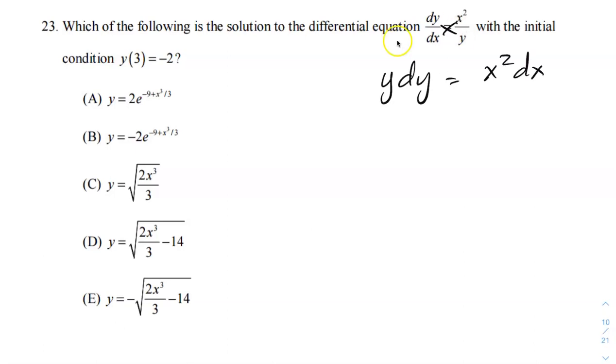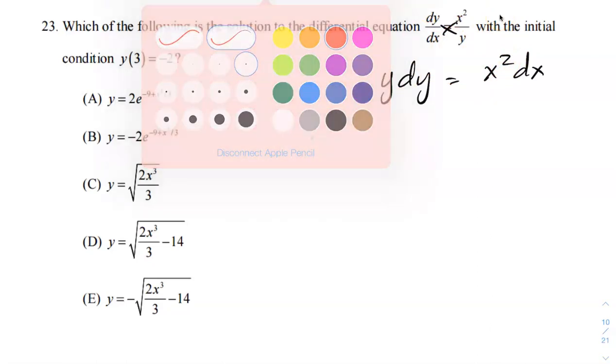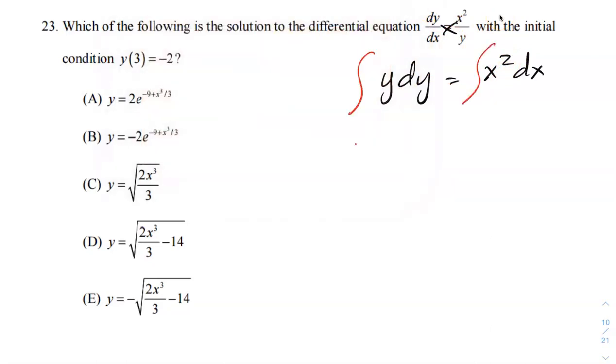And in multiple choice, it's usually not the super hardest separable differential equations, compared to a free response, which will be a lot uglier. In this case, I was able to just do this. Let me just integrate both sides. So after you separate, you want to integrate both sides. And I get y squared over 2 equals, add 1 to the power divided by the new power, x cubed over 3 plus c. And remember, the next step is to find your c.